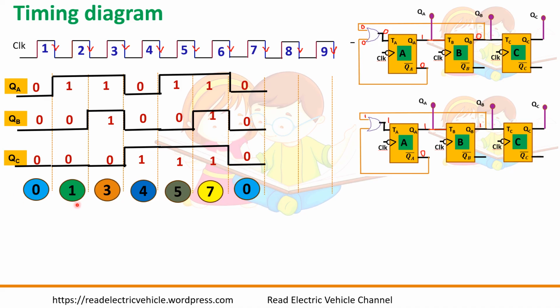So your sequence you can find it. 2 and 6 are not coming in the circuit, so whatever you have designed is correct. Designing a synchronous counter for any given sequence is very easy. You can do it for any sequence.